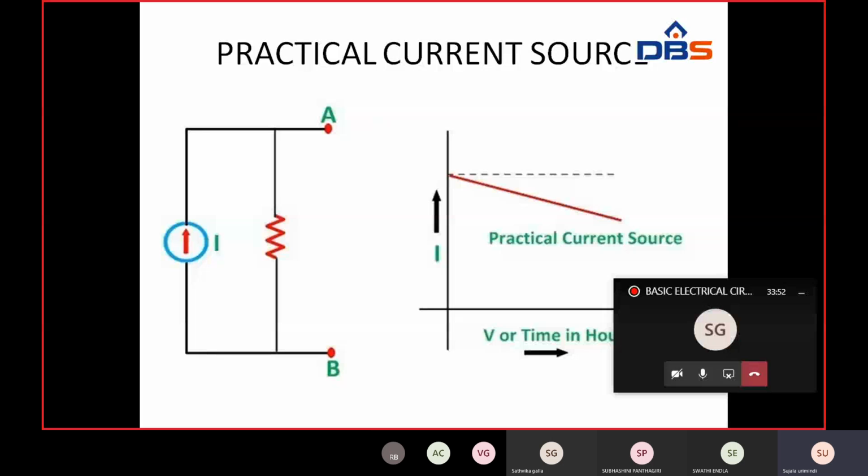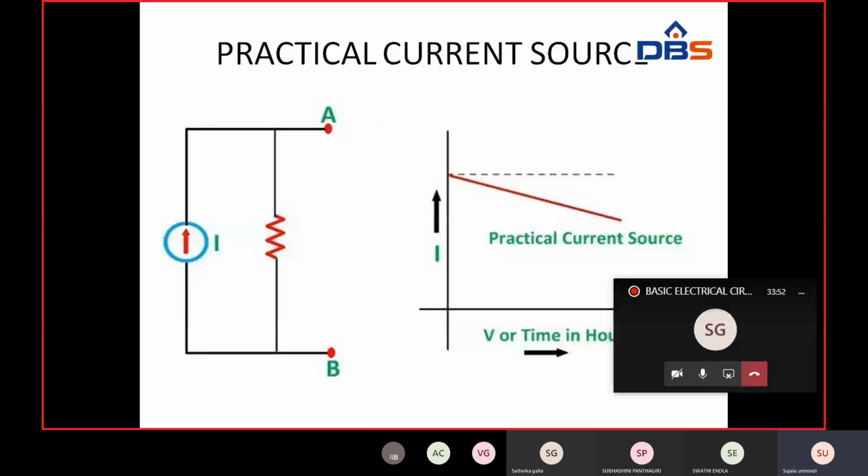Due to that resistance, it will be in the parallel combination. Whenever the voltage increases on the x-axis, ideally the current will be maintained constant, but practically there is a little decrease of that value due to the internal resistance, and that internal resistance is always in parallel. Due to that internal resistance there is some drop in the current source.